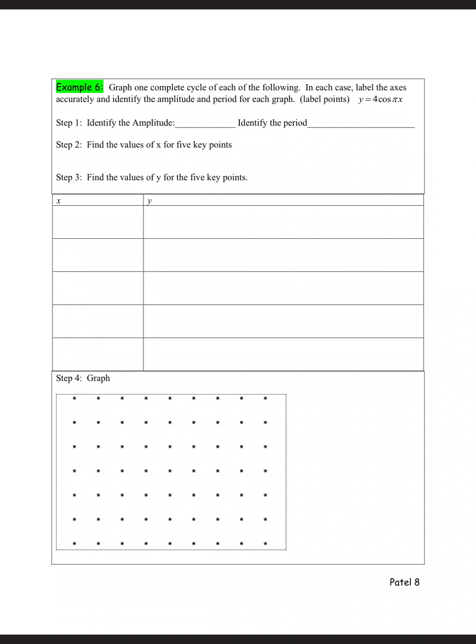Example 6, we're graphing y equals 4 cosine of pi times x. Here the amplitude is the absolute value of 4, which is 4. The period is going to be 2 pi divided by whatever's being multiplied next to the x. In this case, it's pi. So the period is 2 pi divided by pi, which gives me just 2. So this particular graph is going to go from 0 to 2. So I'm going to start at 0, and I'm going to stop at 2. So my last x value will be at 2.